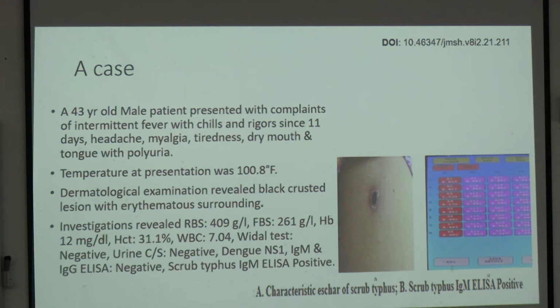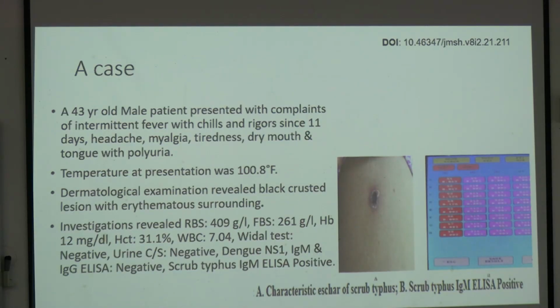Another case that occurs very commonly in India, let us look at this case. A 43-year-old male patient presented with the complaints of intermittent fever with chills and rigor for 11 days, along with headache, tiredness, dry mouth. The temperature was raised, and on thorough examination of the body, there was a black colored ulceration on the skin. This is called an eschar.